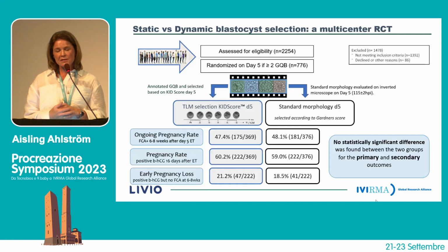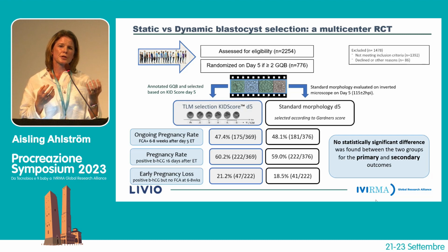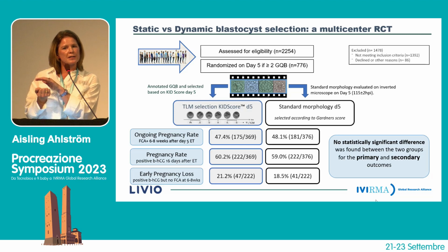Well, we wanted to test this, and so we did a randomized controlled trial that was published last year, in which we first took patients that had at least 2 good quality blastocysts. We selected embryos that were of good quality or of the highest good quality in the control group, but in the KID score group, or the study group, we first pre-selected all blastocysts which were of a grade 3B and above, and then we applied the KID score on top to do the final selection.